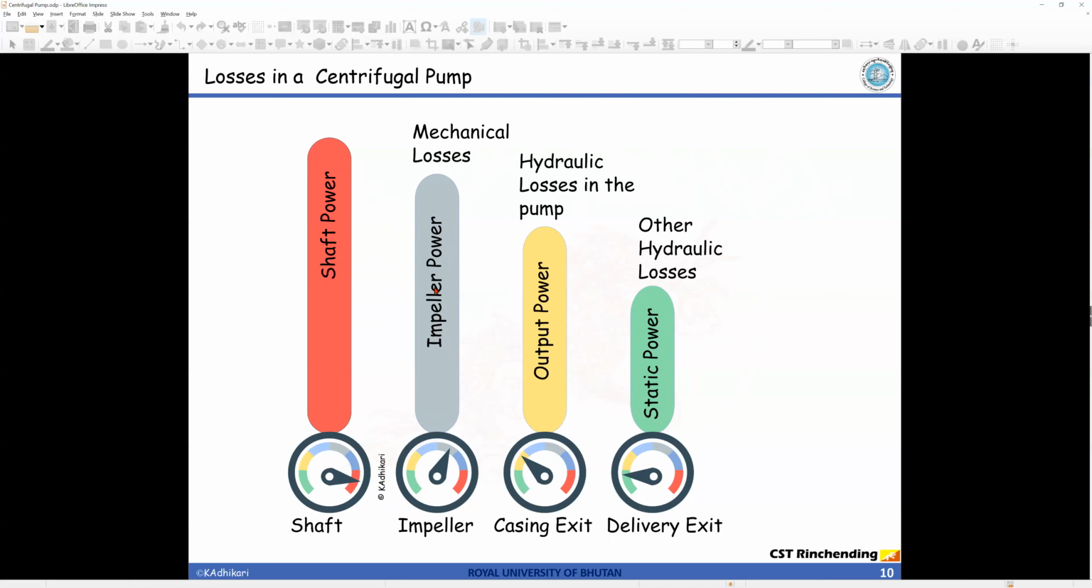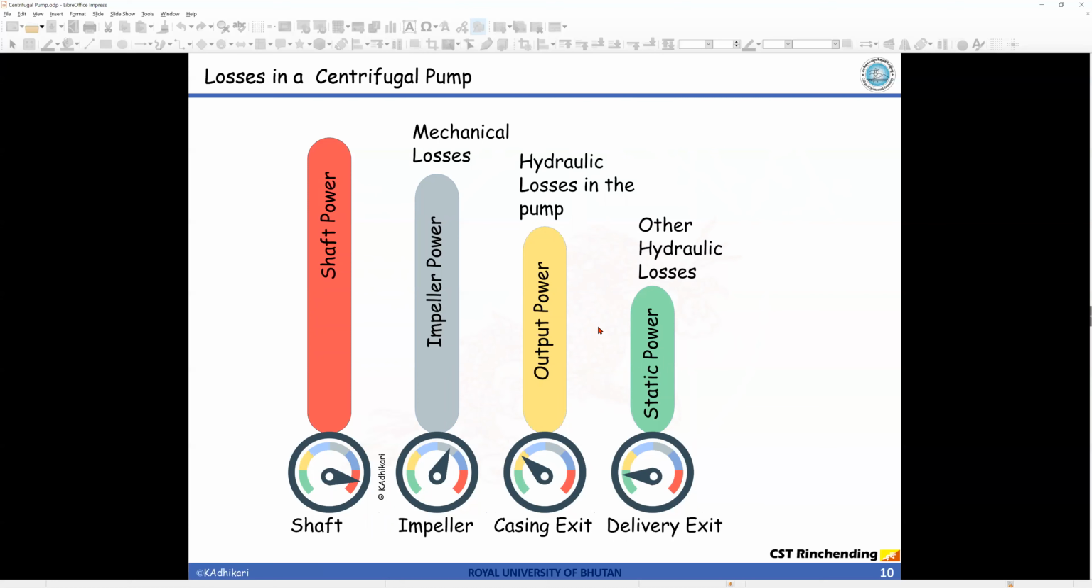Okay, and further, when the impeller rotates, it adds energy to the fluid, but when it does that, there are some losses in the fluid within the pump. So there are some hydraulic losses in the pump. All the energy possessed by the impeller cannot be transmitted to the liquid, and that is the liquid output power, or the energy that has been transmitted to the liquid. Finally, this is the total work done.